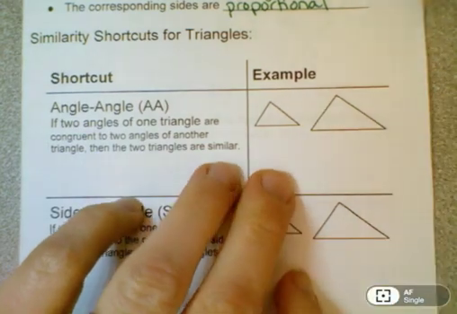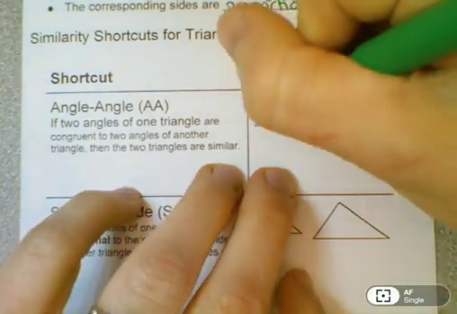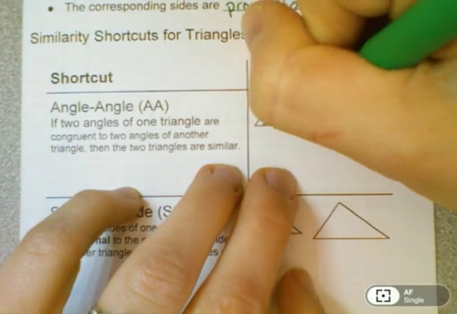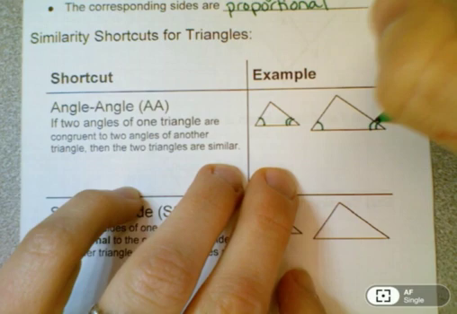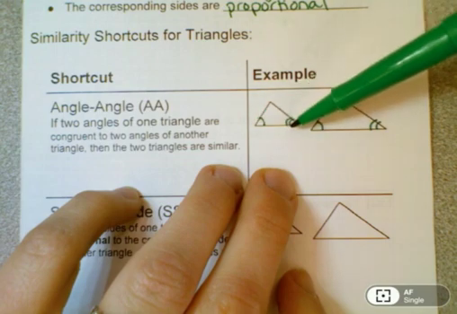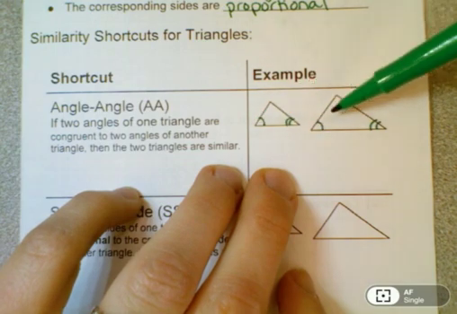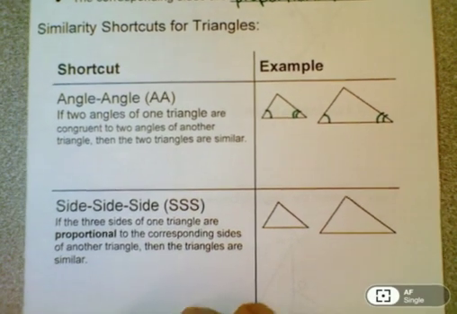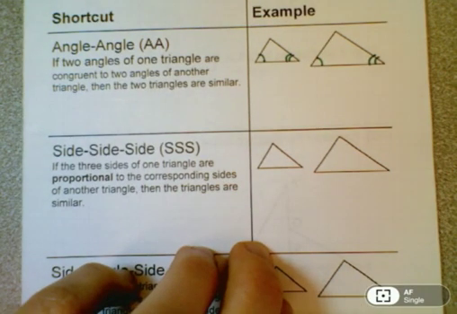So in this situation, we're just going to mark up an example. Let's say that these angles are congruent and these angles are congruent. That's enough to show that the triangles are similar. Obviously, if we know these two, then we could subtract them from 180 to find the third, and the third angles would be congruent as well. And if you have all the angles congruent in a figure, then you're going to have similar figures. So that's enough. Let's look at the second shortcut, side, side, side.